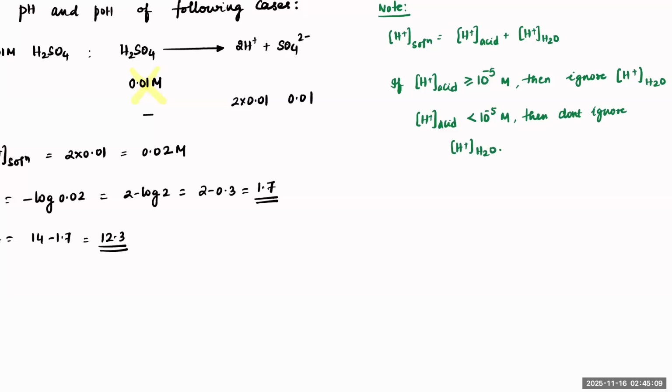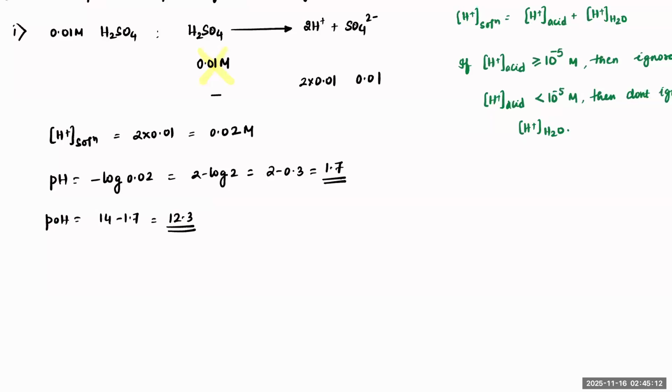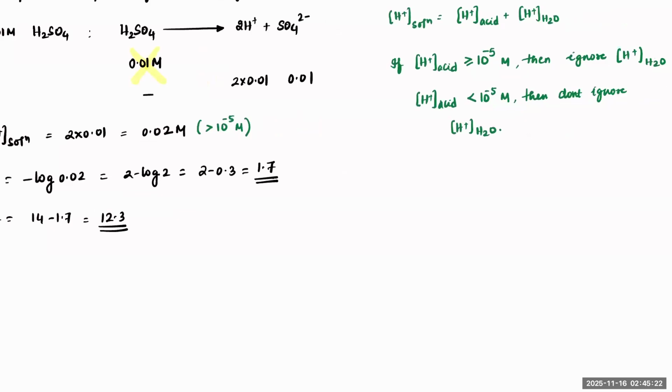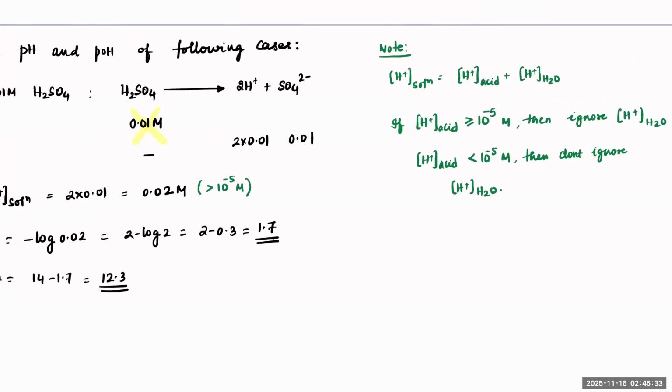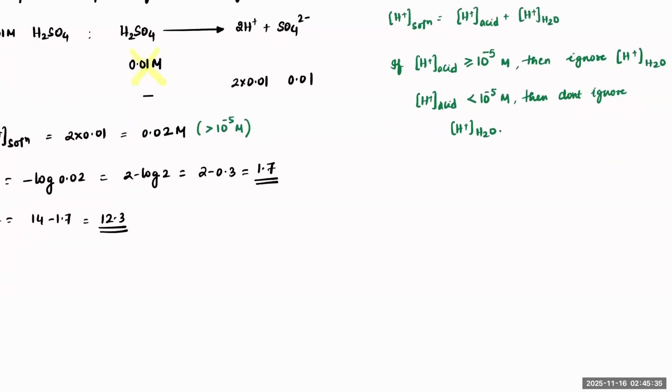Now go back to the question and see that we are getting 10 raised to power of minus 2, which is definitely a greater value than 10 raised to power of minus 5 molar. That's the reason why we didn't take the contribution of water here. Agreed? Now do the same logic even when it comes to OH minus. If the concentration of OH minus is greater than 10 raised to power of minus 5, ignore what is coming from water, only consider it from the base.